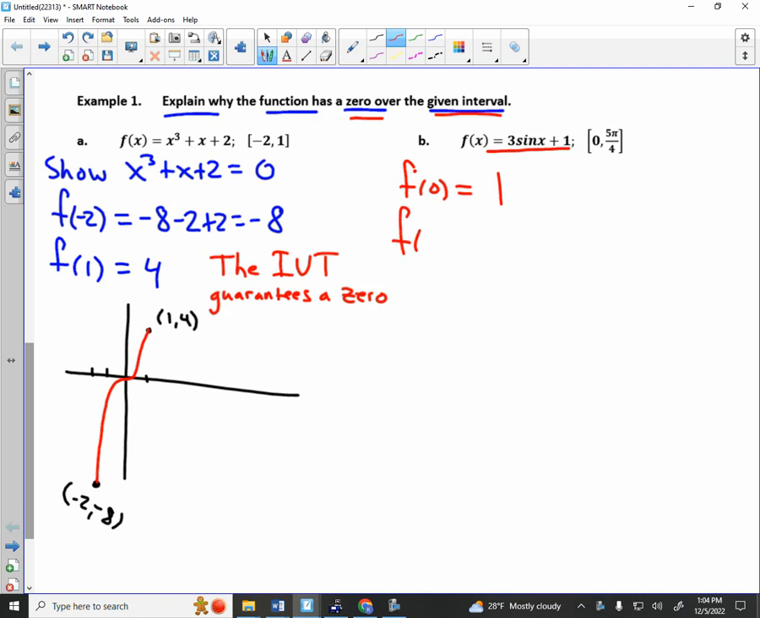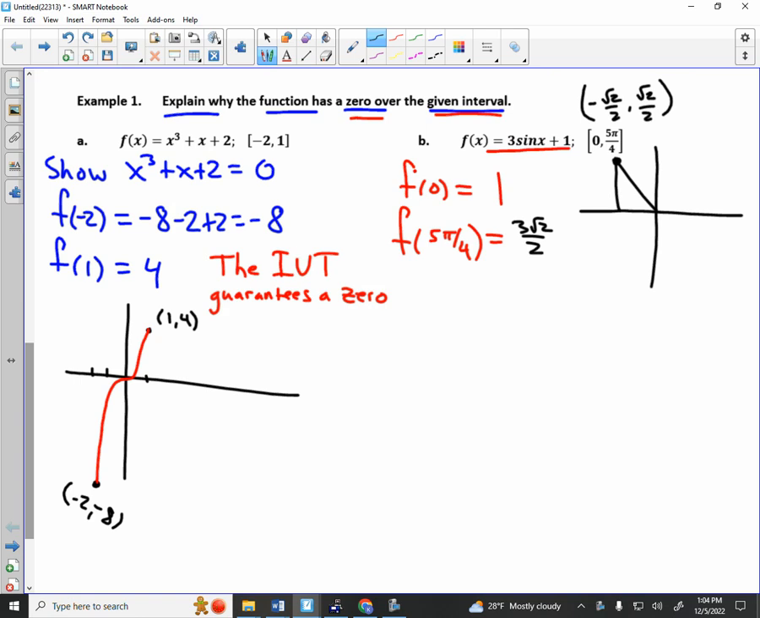Now let's try f of 5 pi over 4. What is the sine of 5 pi over 4? Very good. So we'll talk about it. Michaela sees it. 5 pi over 4 is how many degrees? 225. Good. What is that location right there? Negative root of 2 over 2. Is that the x value or the y value? The y value. So you get 3 roots of 2 over 2 plus 1.